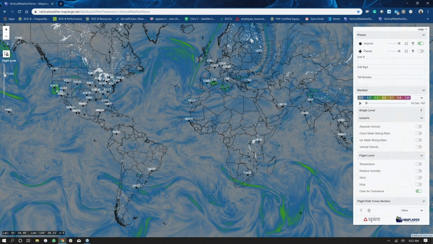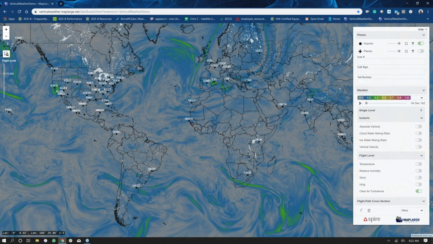So we really feel that having the ability to see this clear air turbulence globally from one vendor will not only be a benefit to the passengers and to the airlines, but it'll be a huge safety benefit for any airline operation.